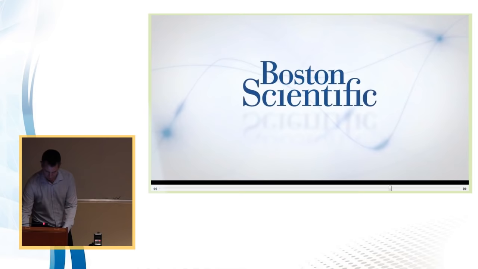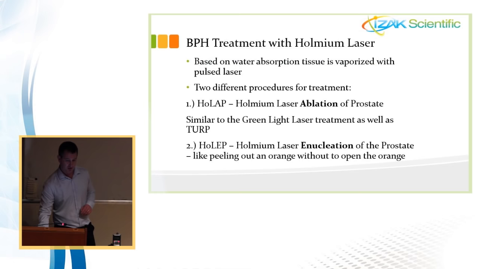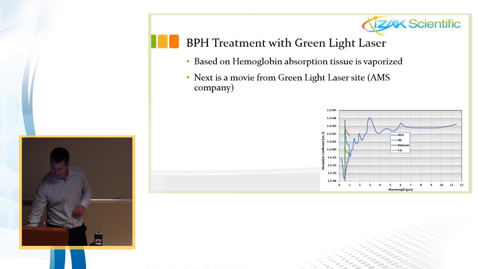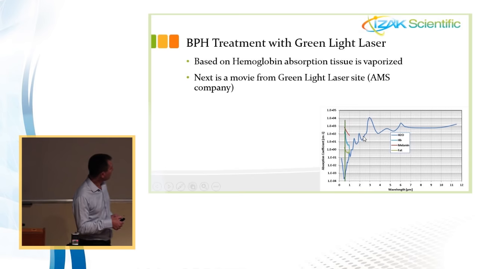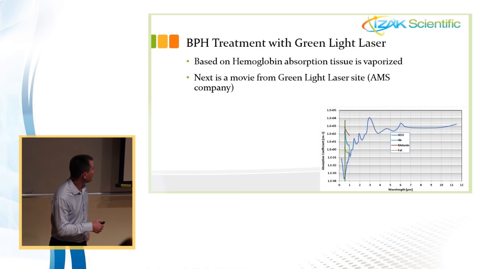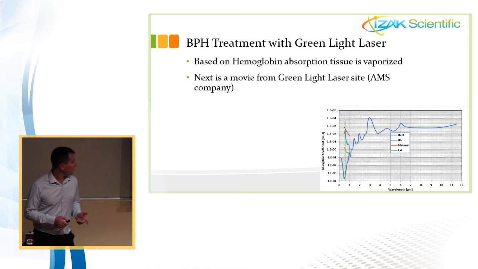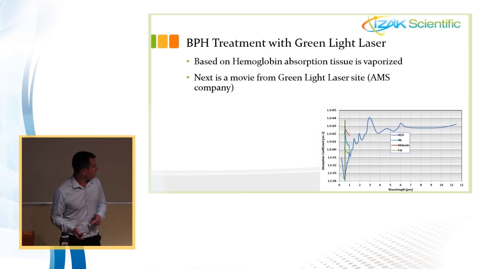But there are also other solutions for BPH with the Holmium laser. With the Holmium laser, the wavelength is about 2.08, as you can see here, which is a relatively high absorption, of course, but less than the absorption of the hemoglobin. And with this absorption, we are based on the water absorption. It's of course an advantage and a disadvantage.